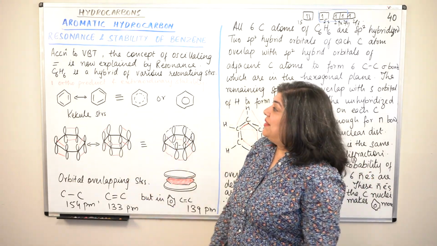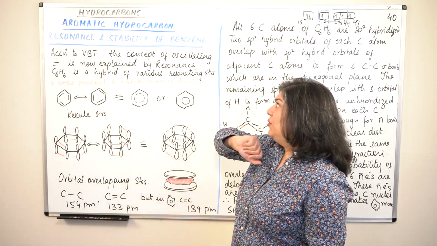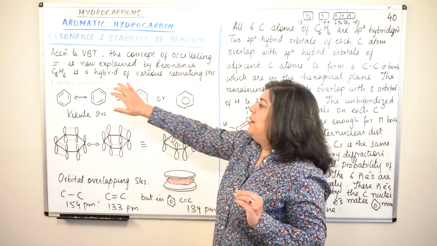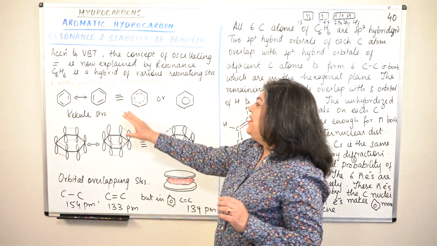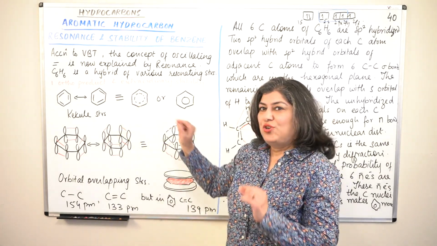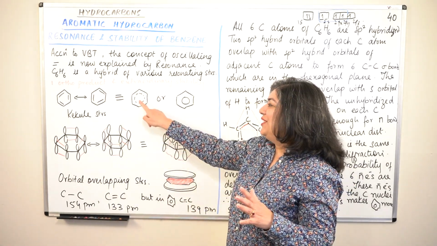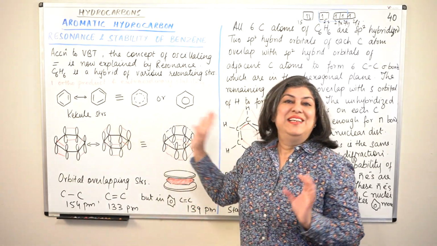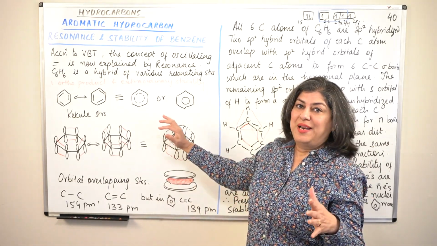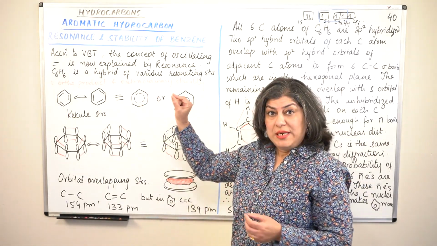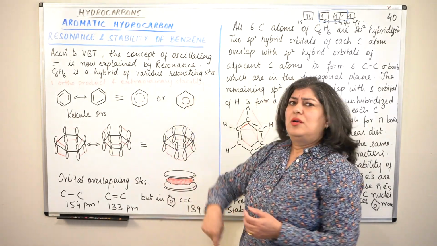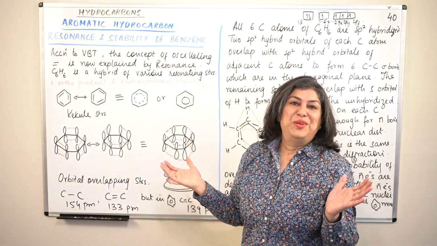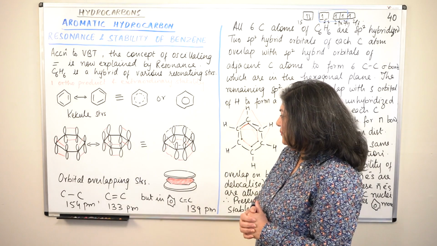So now let me just read this. According to valence bond theory, the concept of oscillating double bond is now explained by resonance. Benzene is a hybrid of various resonating structures. Now do you understand this dotted line? The electrons of the unhybridized p orbitals are not localized, they are totally delocalized and belong to all 6 carbon atoms, which can either be shown by this dotted line, the dotted circle, or just a proper circle. After all, they are all electrons and they belong equally to the entire molecule, to all the carbon atoms.